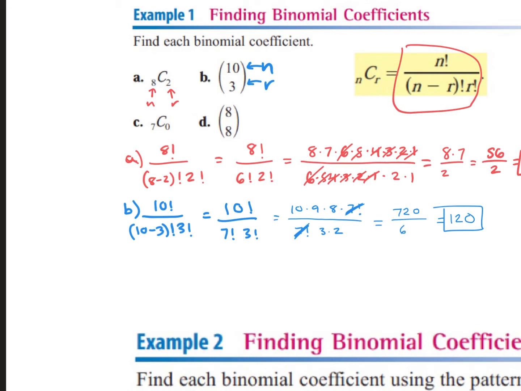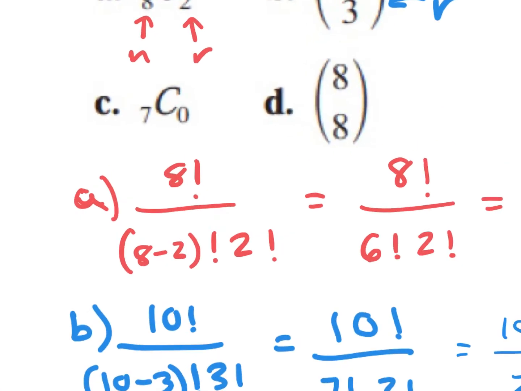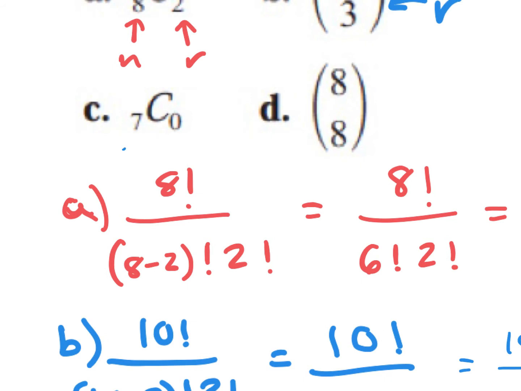I'm going to go to example 2, but just before I move on, let's look at C. Okay, for C, our n is 7 and our r is 0. What is 0 factorial? Nope. 0 factorial is 1. So just remember that when doing these. 0 factorial is 1.